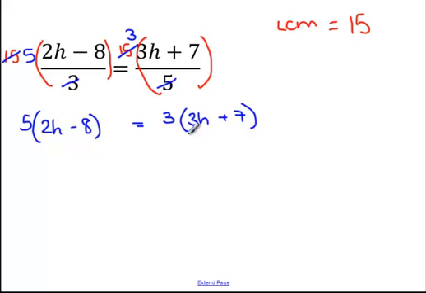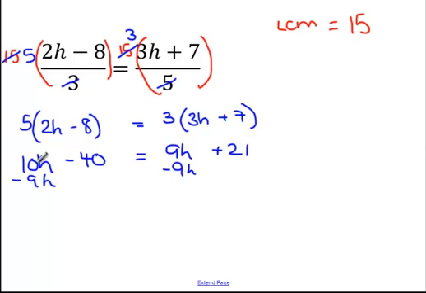I've just got two sets of brackets now, so I'm going to expand both of those, and then I'm going to solve. So 5 times 2h is 10h, minus 5 times 8 is 40. That's equal to 3 times 3h, which is 9h, plus 3 times 7, which is 21. I want to get rid of the 9h on this side, so I'm going to subtract 9h from this side, subtract 9h from this side. 10h minus 9h gives me 1h, minus 40, because we keep that minus 40, nothing's happened to it yet. 9h minus 9h is 0, so I'm just left with 21 here.